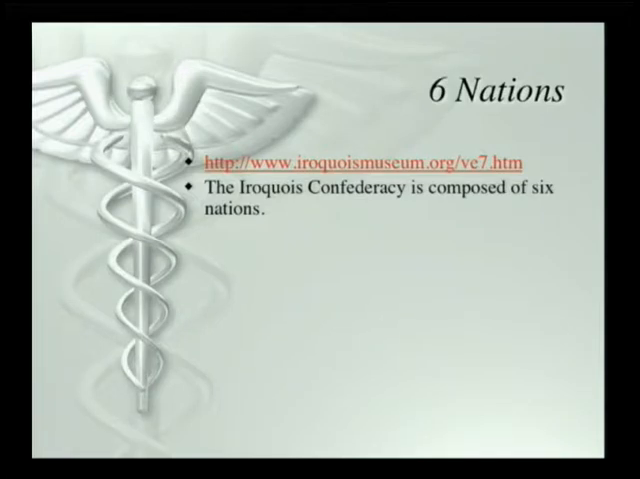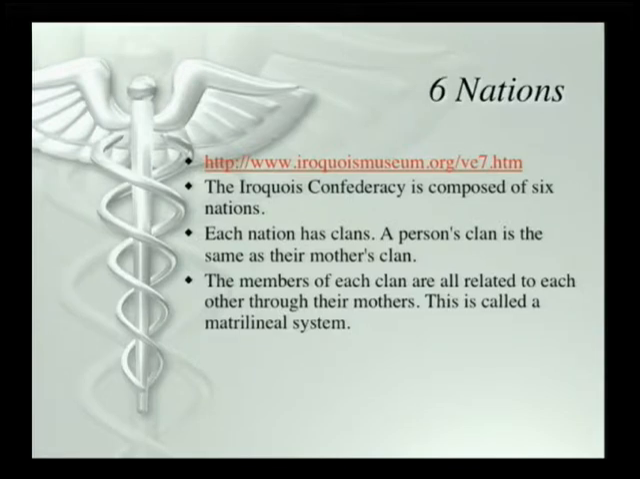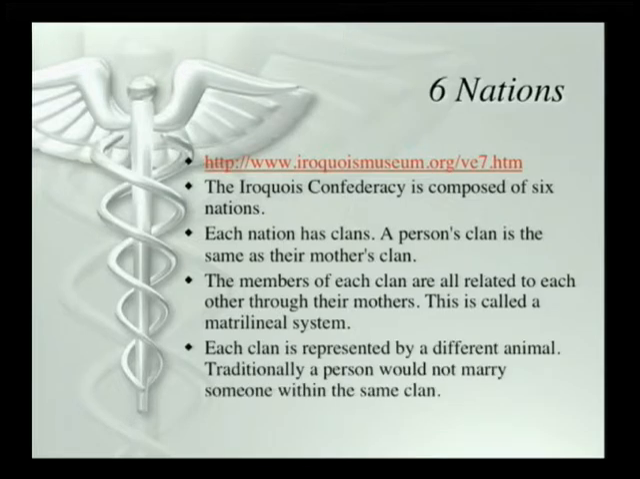The Iroquois Confederacy, speaking in present tense, is composed of 6 nations. And each nation has clans, spelled with a C, basically the implication being kinship groups. So a person's clan is the same as their mother's clan. So you're born into a clan, or you can marry into a clan. The members of each clan, we covered this a little bit last Wednesday, are all related to each other through their mothers, and this is called the matrilineal system.